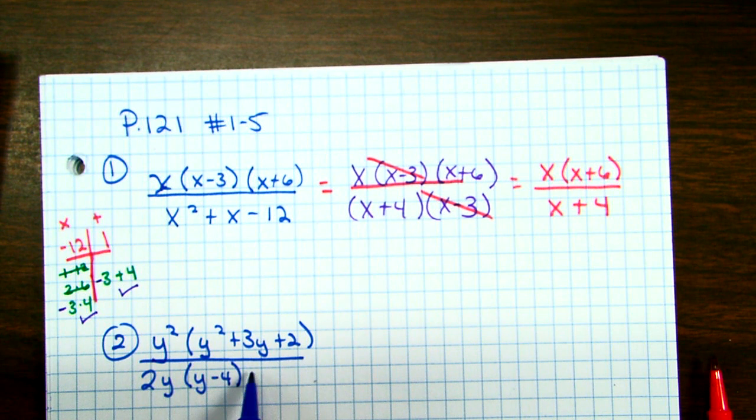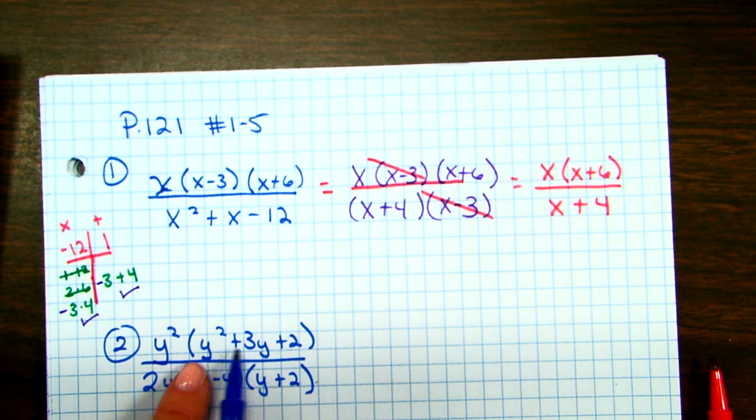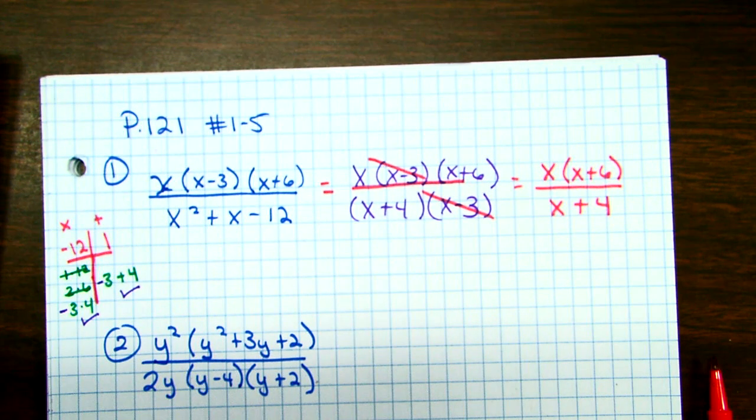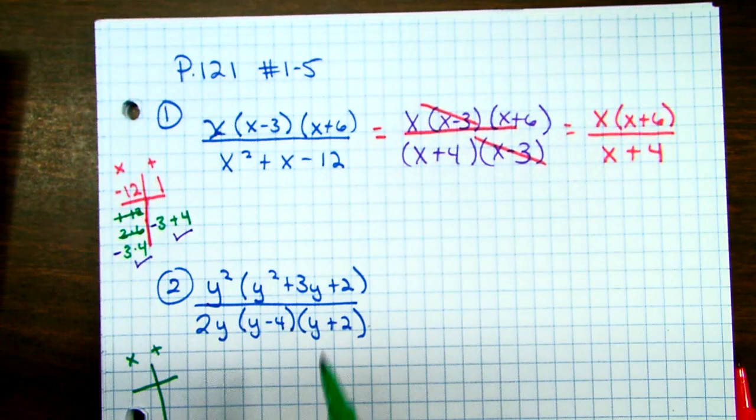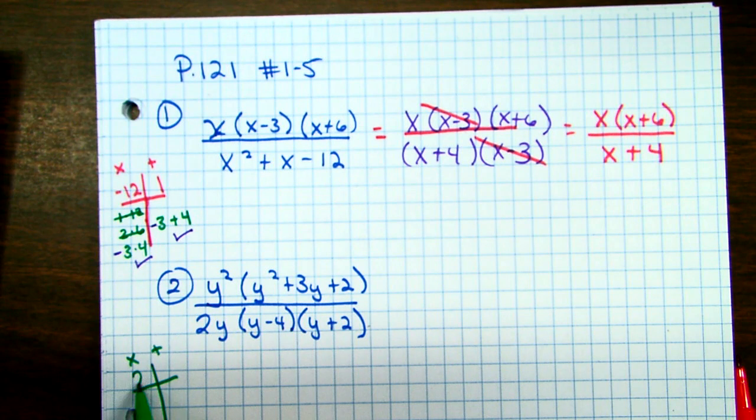Okay, in this problem, the denominator is already factored for us. So all we have to factor is this guy right here. That is a quadratic trinomial chart problem. Shortcut method, again, because of the 1 in front. So 1 times 2 is 2. B value is 3. 2 is a prime number. There's only 2 numbers that multiply to get 2, 1 and 2. And luckily, they also add to get 3.